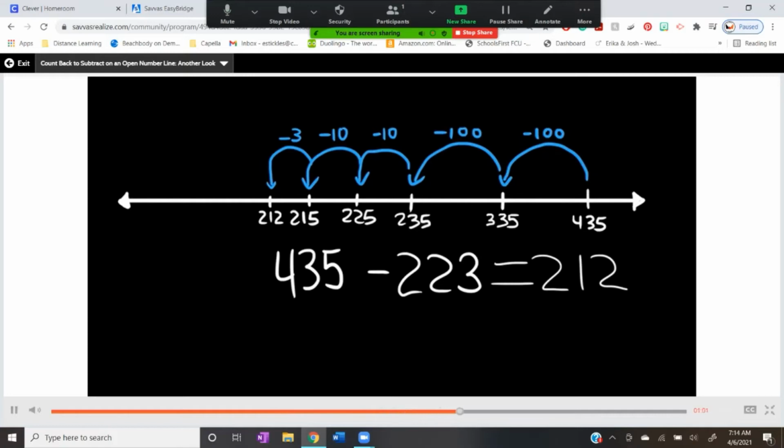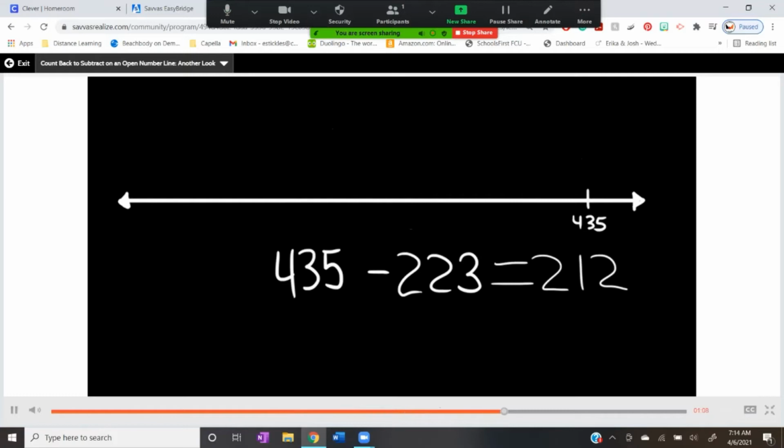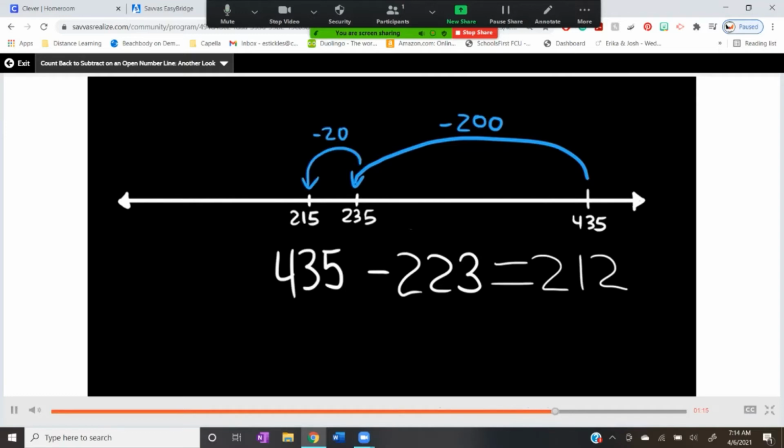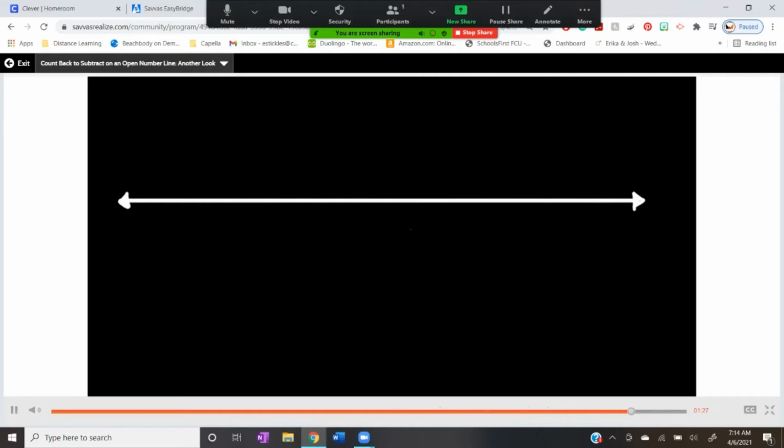And if I make bigger jumps, I'll still get the same answer. Watch this. I'll start at 435 again. If I jump back 200, I'm at 235. If I jump back 20 more, I'm at 215. And if I jump 3 more, I'm at 212. Same answer as before. Whether you make smaller jumps or bigger jumps, using an open number line to subtract two numbers will help you land on the right number every single time.